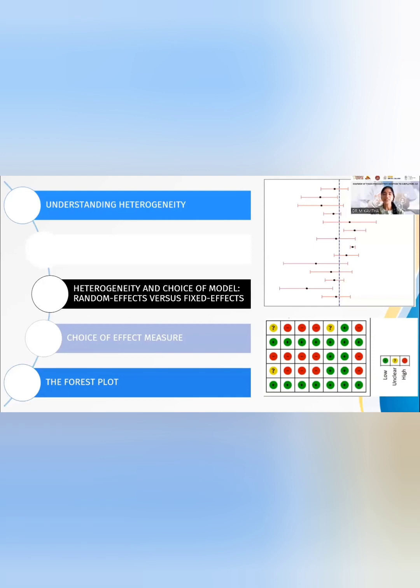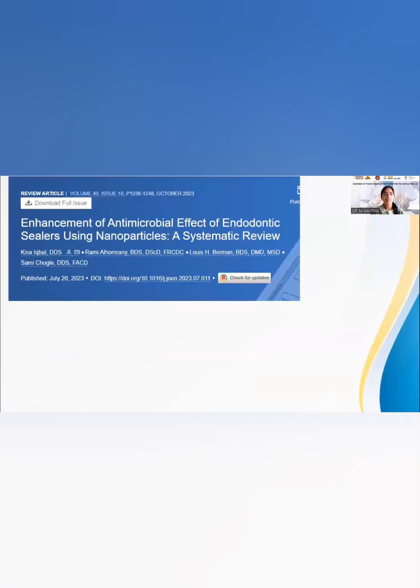If it is high, then it is not suitable for meta-analysis. And then finally, we have to form a forest plot. A typical graph for displaying the results of meta-analysis is called a forest plot. The plot shows at a glance information from the individual studies that went into the meta-analysis and an estimate of the overall results.